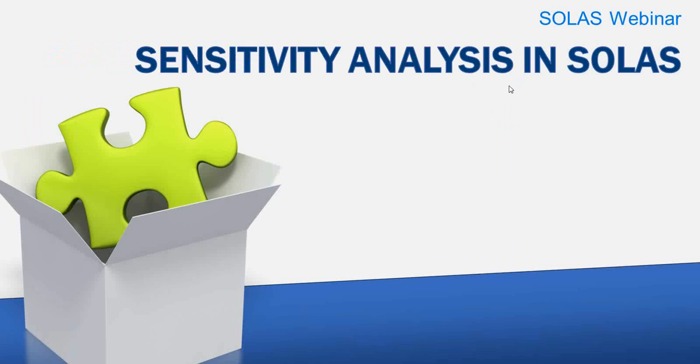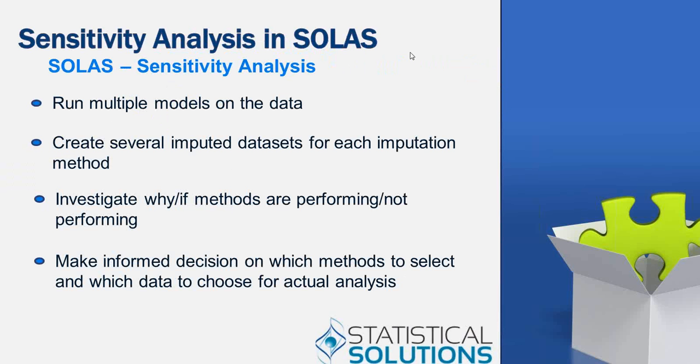So let's look at sensitivity analysis in SOLAS then. What you would do in SOLAS is you'd take your incomplete data set, you'd run your analysis just to get your complete case analysis as a comparison, as a starting point. You then create several imputed data sets for each imputation method. Now you can go off and check your assumptions first, or you can just run the methods. It's quite easy, and I'll show you in a minute.